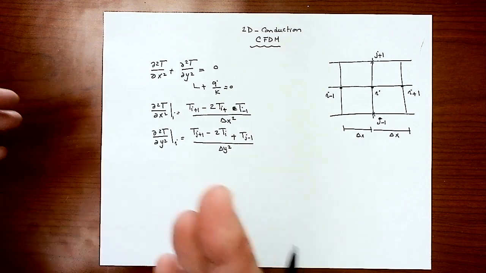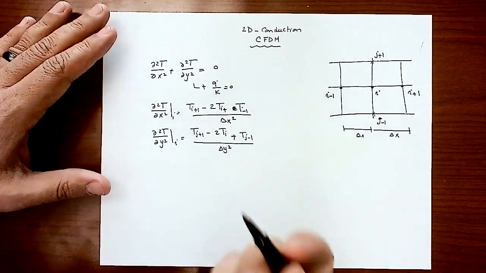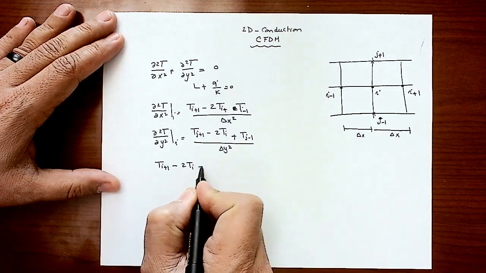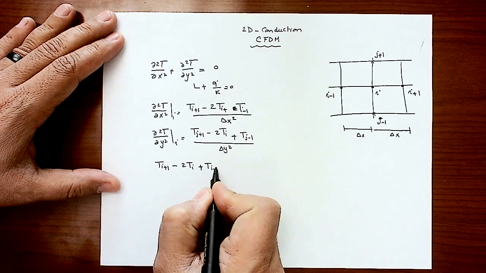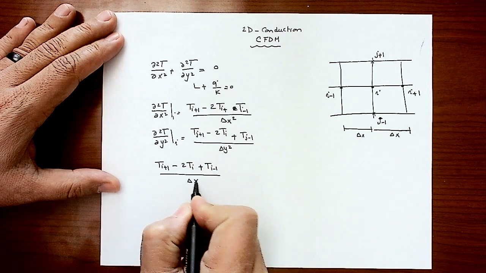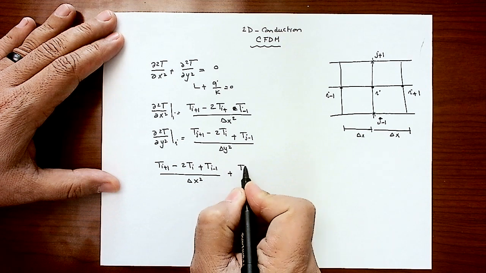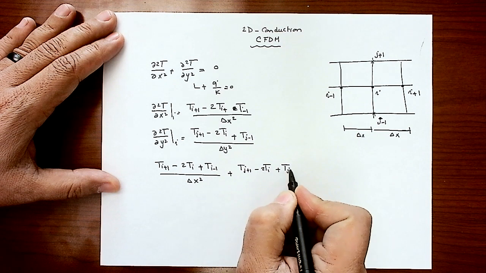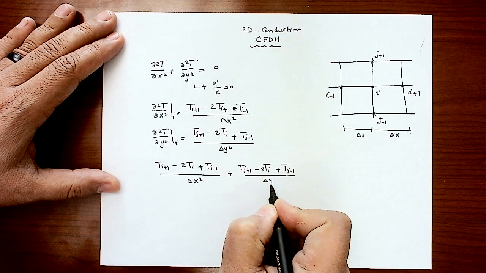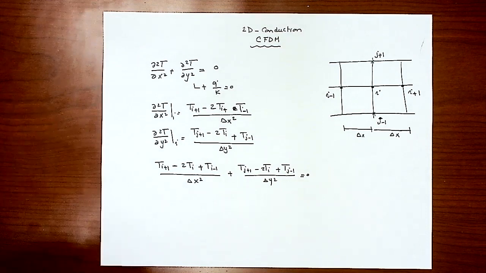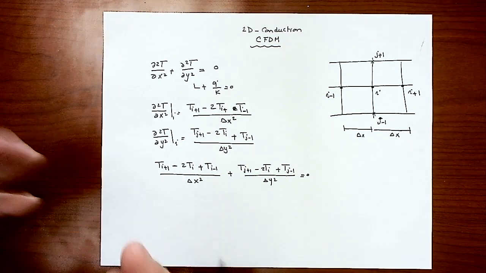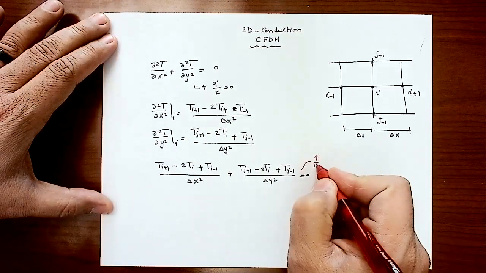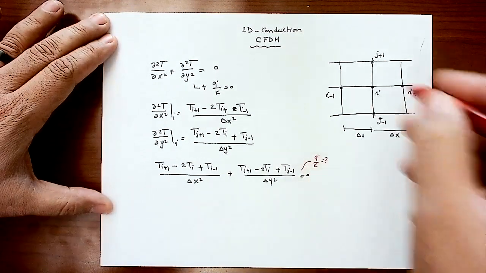So if you substitute into the original equation, the Laplace equation, you end up having T i plus 1 minus 2 T i plus T i minus 1 divided by delta x squared, plus T j plus 1 minus 2 T i plus T j minus 1 divided by delta y squared, equal to 0. Again, if you have a heat generation term or heat source term, you're going to add q dot over k in case you have this in that problem.